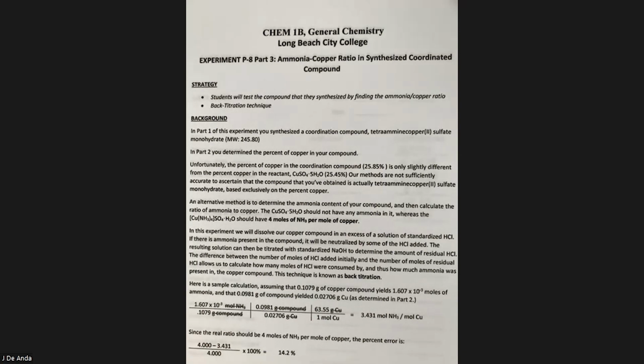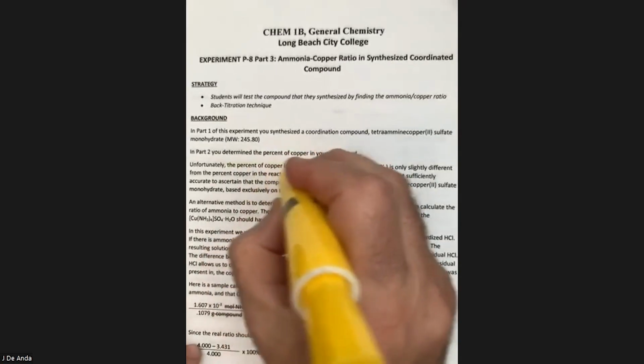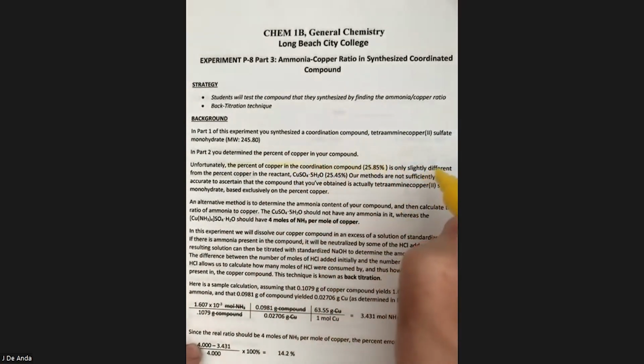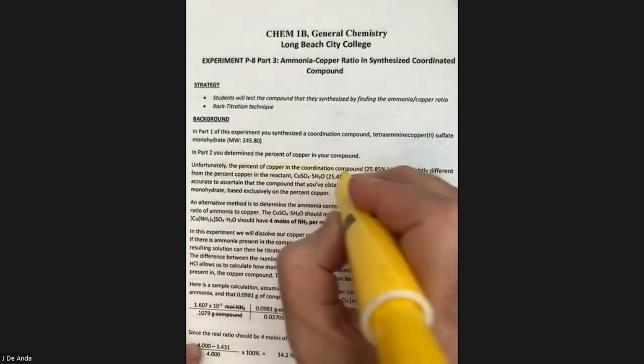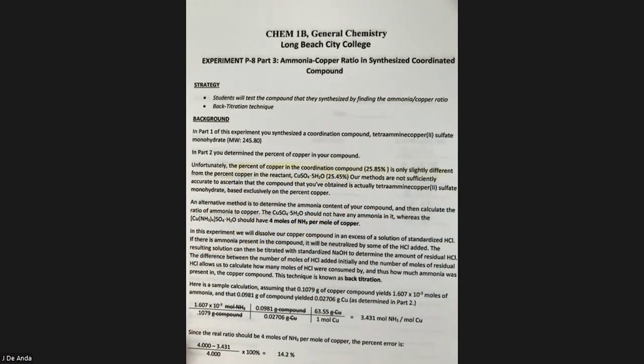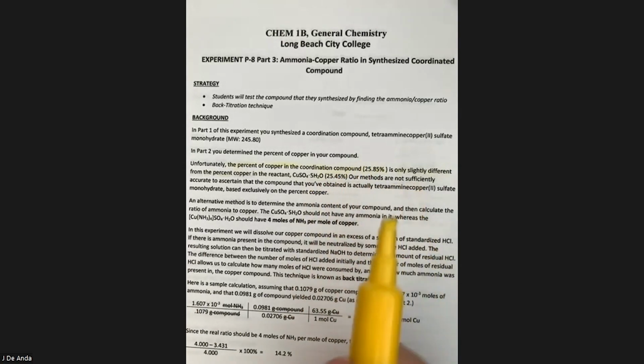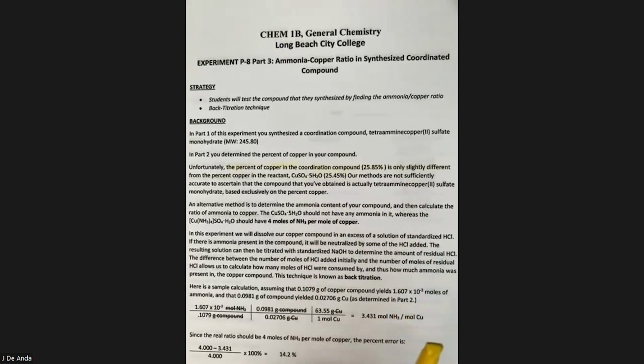Please notice that there are several things here. We make the comment here that unfortunately the percent of copper in the coordination compound is only slightly different from the percent copper in the reactant. In other words, just because of the error that we had, which was about 5% or so, we are really not within our bounds to claim that the compound that we have is actually the compound that we say that we synthesized. The difference in percent copper is very small.